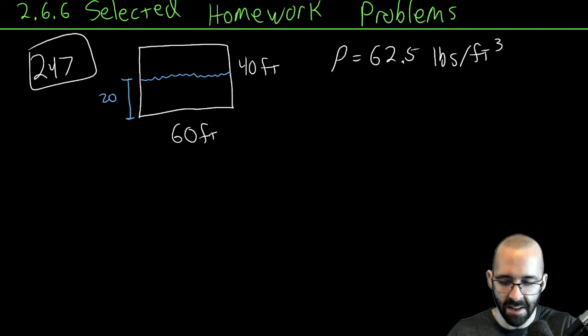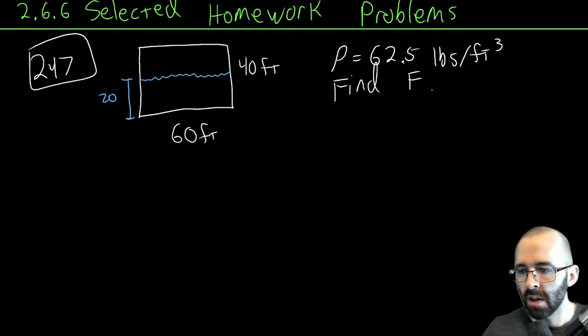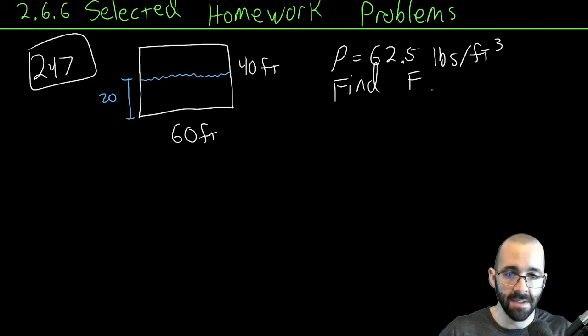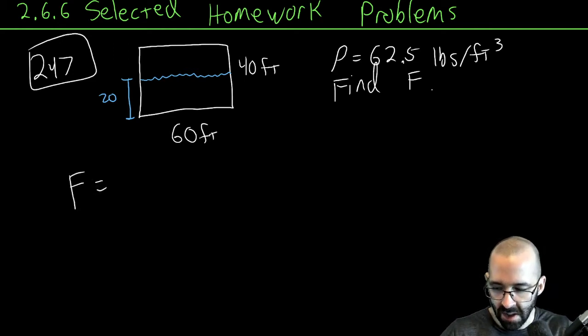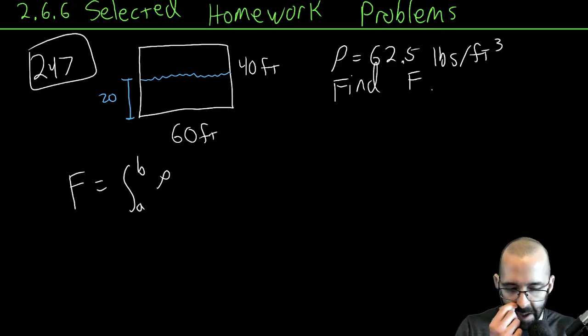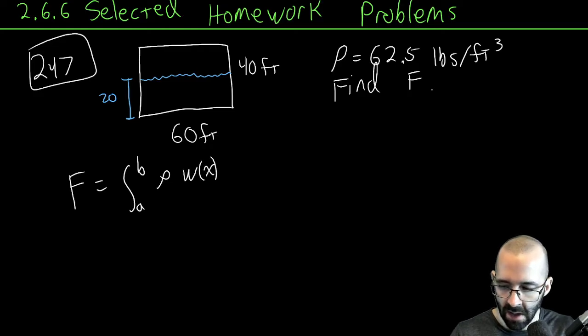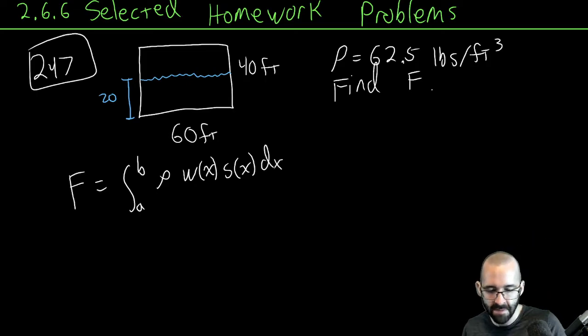There's a lot of ways you can set this up. And it wants us to find the force on the dam. Well, we are good math students. We have our notes. And our notes say that the hydrostatic force is going to be the integral from A to B of the weight density of our liquid, in this case water, times the width function, times the height function, or depth function, dx.